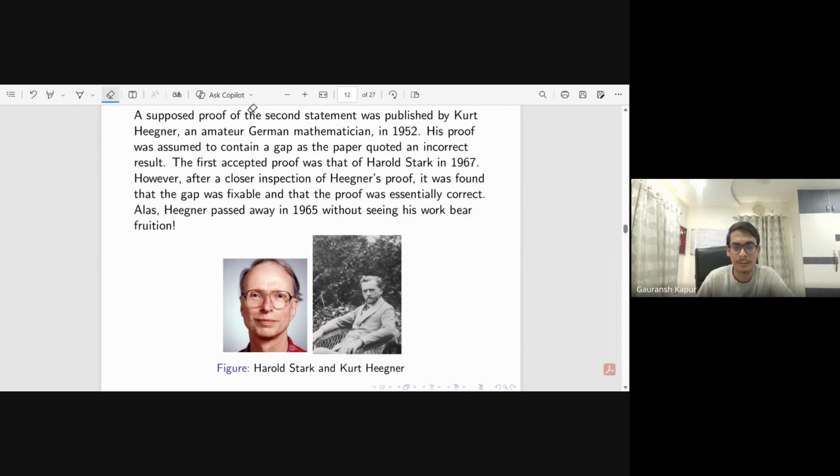And the first accepted proof of the class number 1 problem was given by Harold Stark in 1967. But when they later checked Heegner's proof properly, they saw that the gap was actually not that big. The gap could have been fixed, and the proof was essentially correct. There was no flaw. But it was sad that Heegner passed away in 1965 without knowing that his proof was actually correct. So here is a photo of Heegner and Stark. This is Stark, and this is Heegner. Stark is still alive, I believe. He is 99 years old.